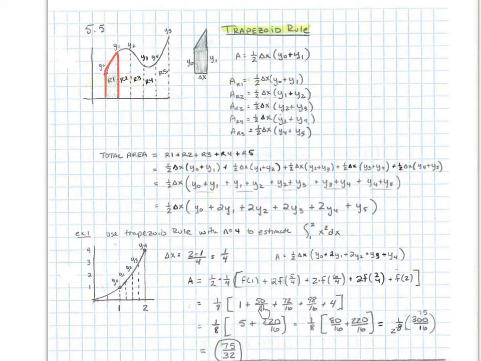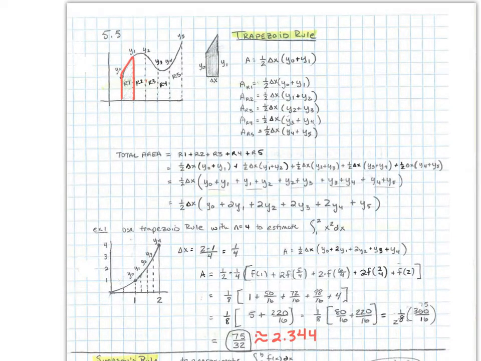You simply do your calculations, plugging the numbers into the function x squared. So you get 5/4 squared is 25/16 times 2 is 50/16. 36/16 doubled is 72/16. 49/16 doubled is 98/16. And f of 1, of course, is 1, and f of 2 is going to be 4. You add all these up and multiply by 1/8, and you will get 75/32 for the area under that curve, estimated with the trapezoid rule.